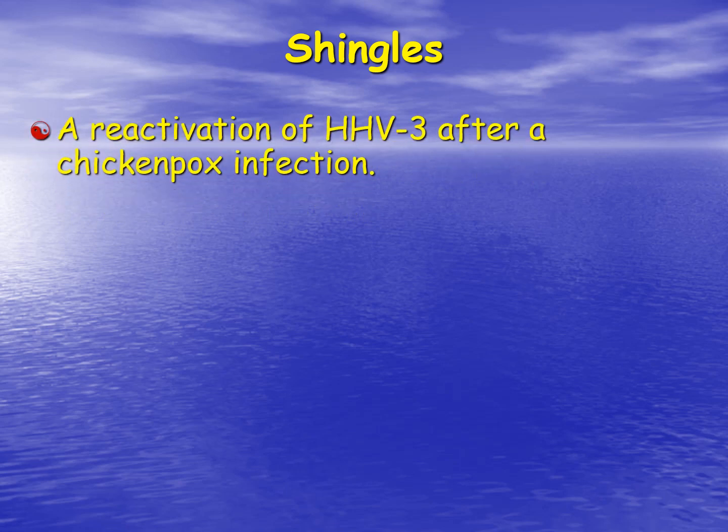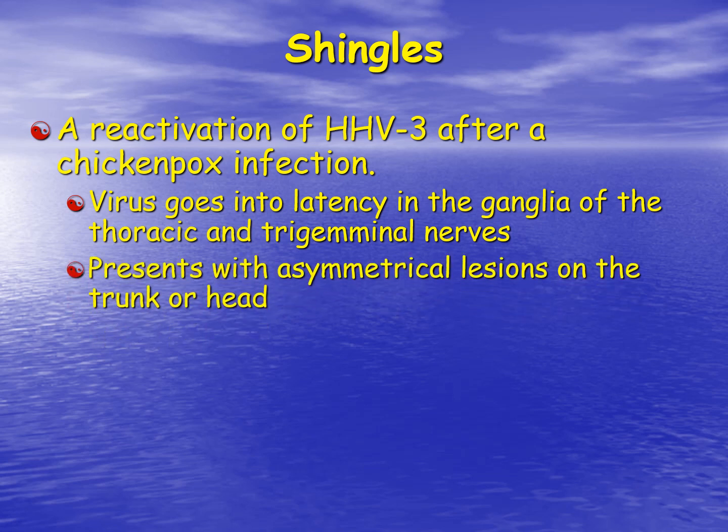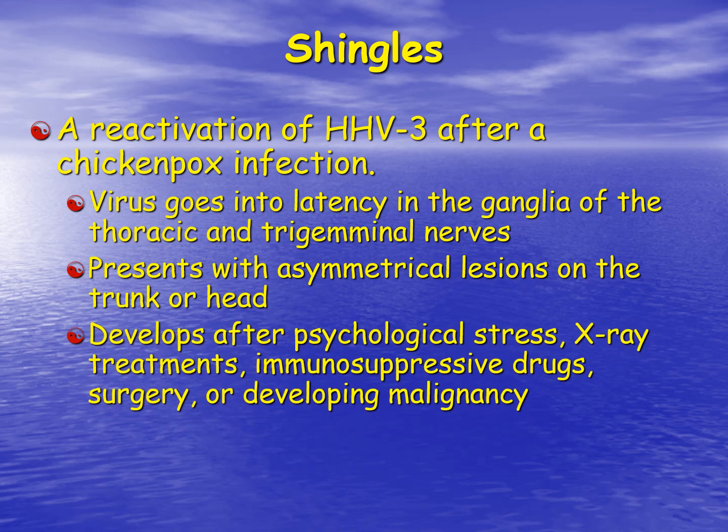Now, shingles is thought to be a reactivation of the human herpes virus number 3 after a chicken pox infection, and this can be years afterwards. The virus goes into a latency stage in the ganglion of the thoracic and trigeminal nerves. Shingles will present with asymmetrical lesions on the trunk or head, and they typically tend to see outbreaks along one of the dermatomes. I'll explain that in a moment. This oftentimes develops after psychological stress, any type of radiation treatment, immunosuppressive drugs, surgery, or even just having cancer itself.